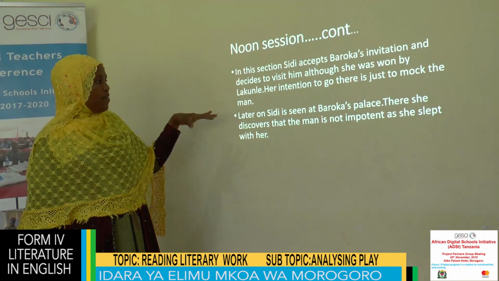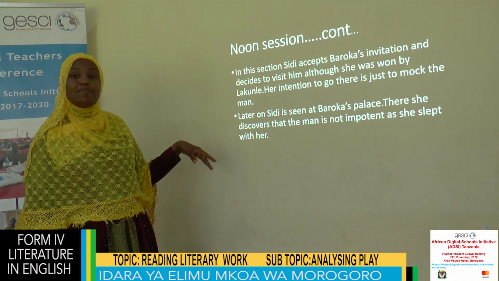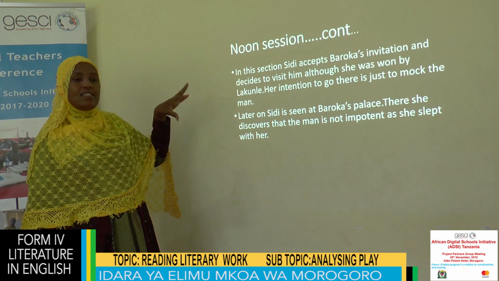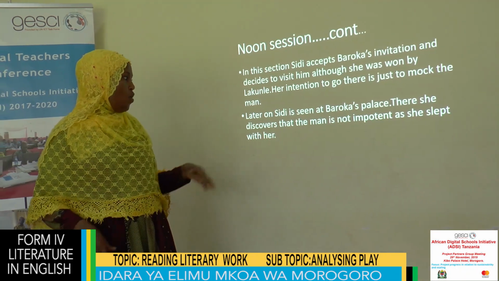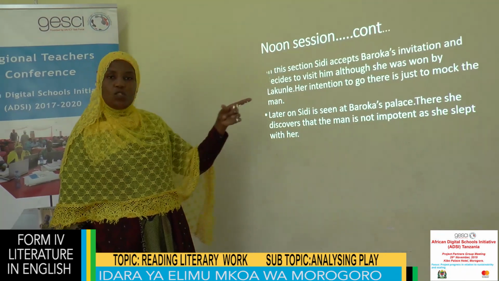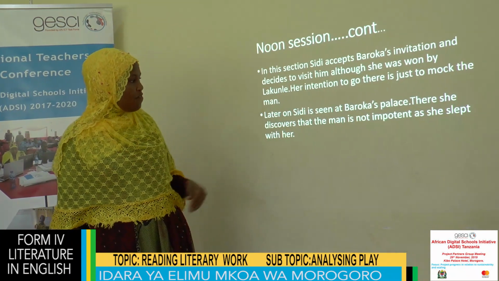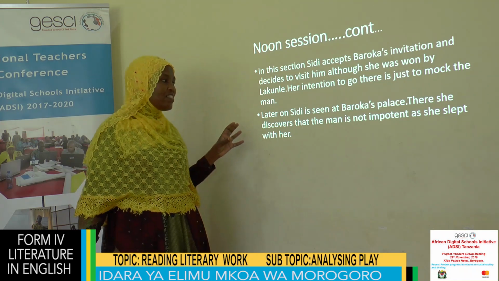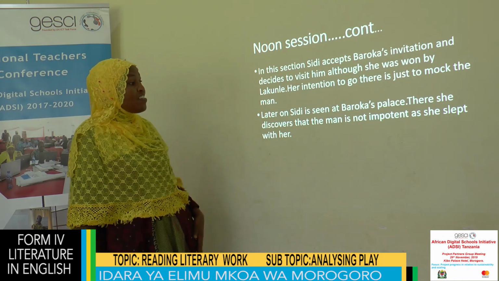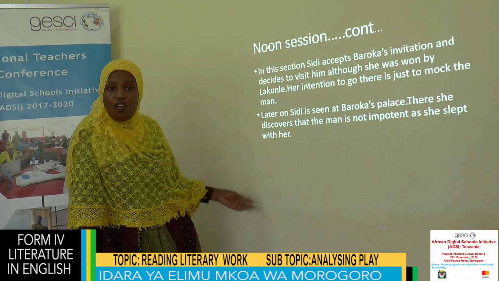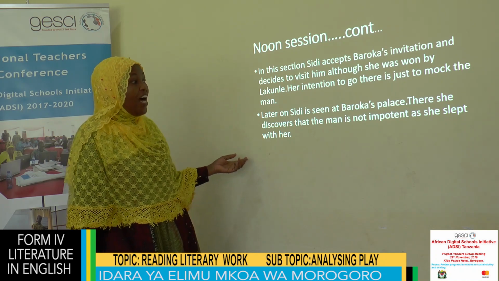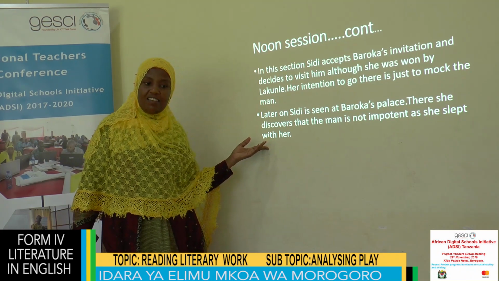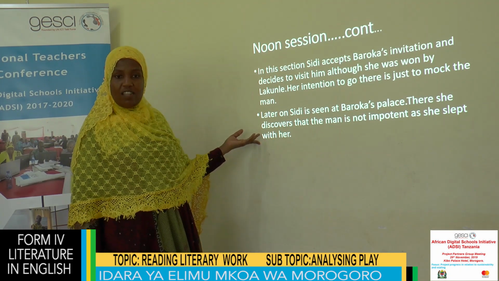Now, we have seen Sidi entering Baroka's palace. In this section is where Sidi decided to go there. We have seen her going to the Chief Baroka's palace. There she discovers something different. She found that the man is no longer impotent. Thereafter, she slept with him. And that's the end of the story.